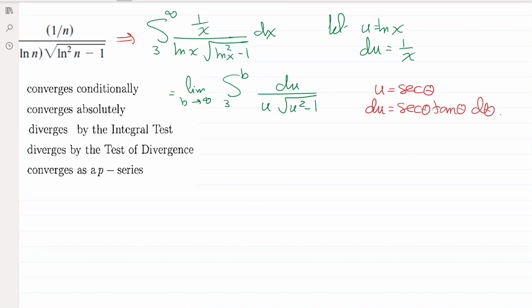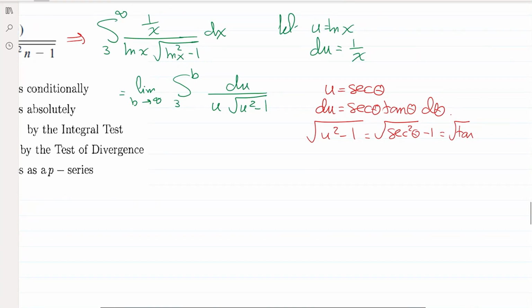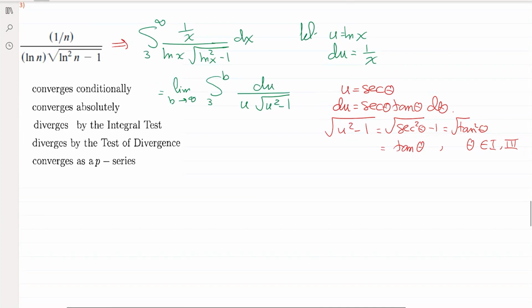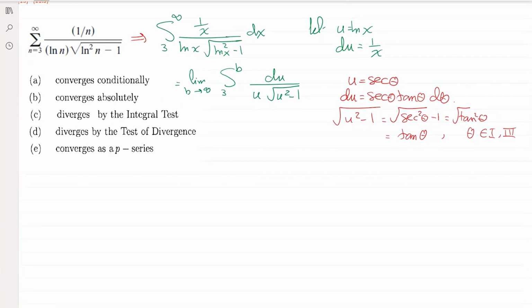So what is the root of u squared minus 1? It will be the root of secant squared theta minus 1, which is the root of tan squared theta. And the root of tan squared theta will be just tan theta, because when we use the trigonometric substitution, we assume that theta is in the first or third quadrant, right?